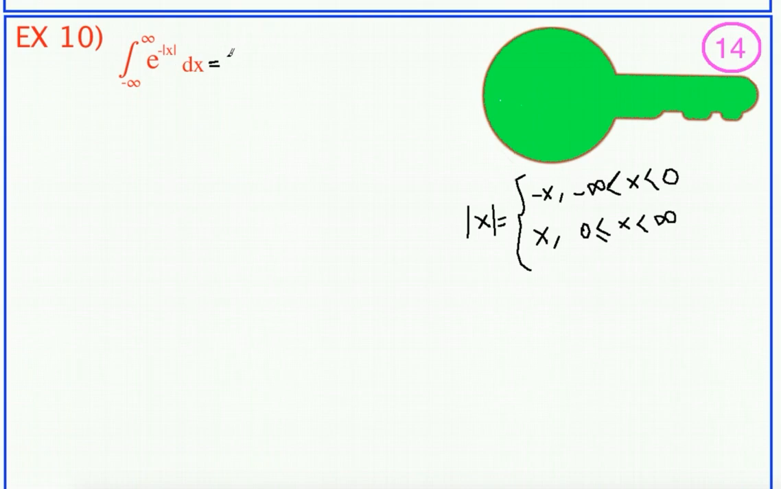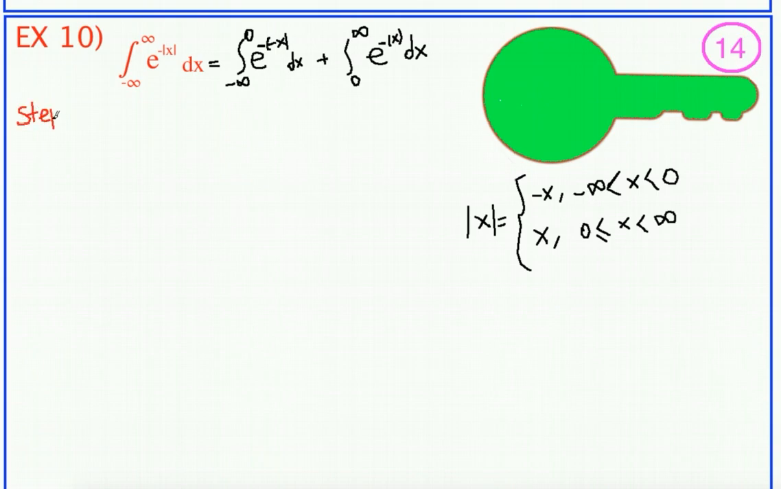So we can split this integral into two integrals: from negative infinity to 0, plus from 0 to positive infinity. From negative infinity to 0, the absolute value of x is negative x, so e to the negative sign is in front, and instead of the absolute value of x, we write negative x, dx. And from 0 to infinity, we have the negative sign in front, and instead of the absolute value of x, we write positive x, dx. After splitting this integral into two integrals, we can start our steps.